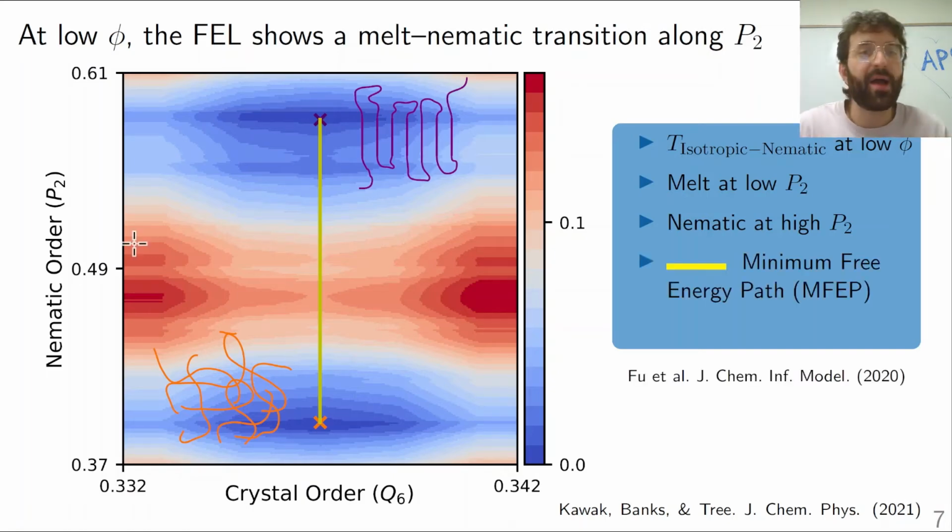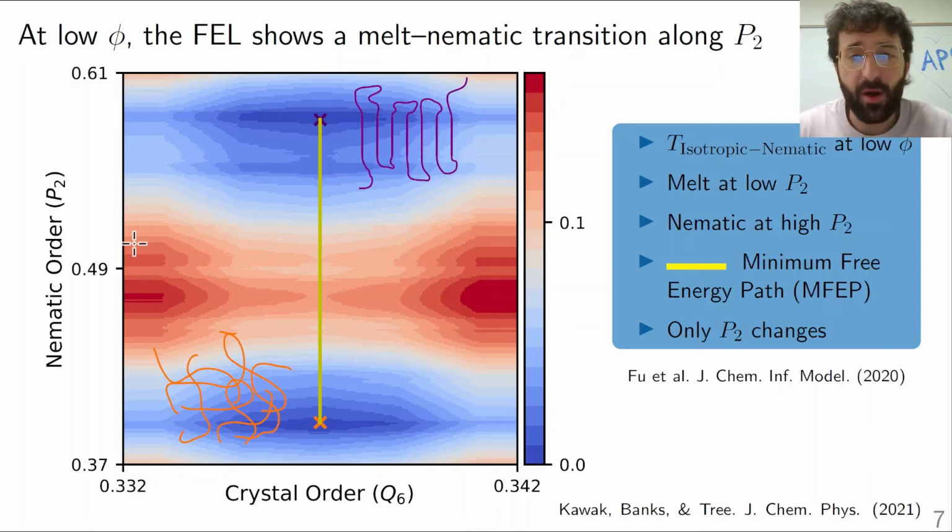Now, the cool thing about free energy is we can use some nice math tricks like this, suggested by this awesome paper on the right by Fu et al. Essentially, because systems like to minimize their free energy, the path of least resistance would be the minimum free energy path between those. So essentially what we're looking at is how the system transitions at equilibrium, and what we find is that only changes in P2 matter at low density.